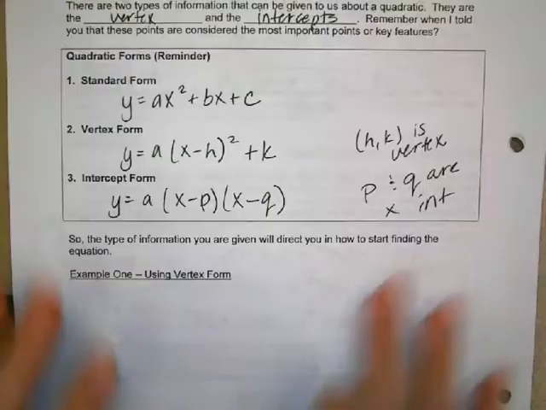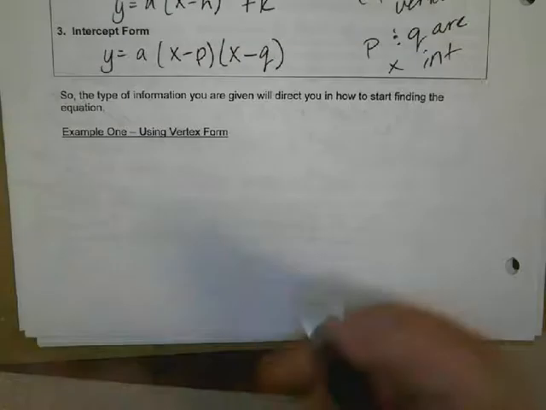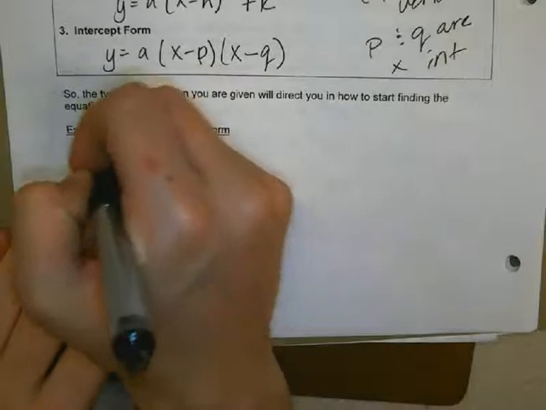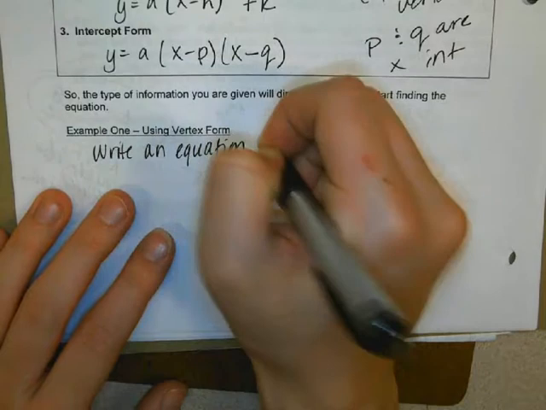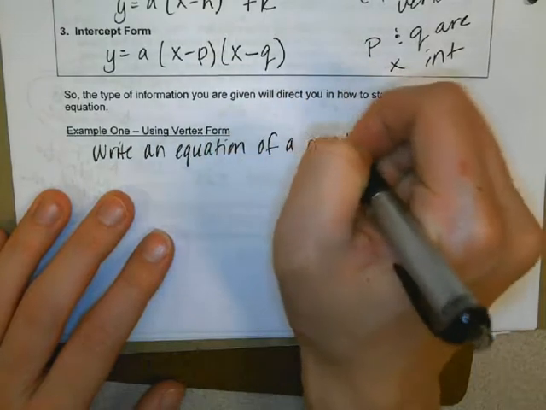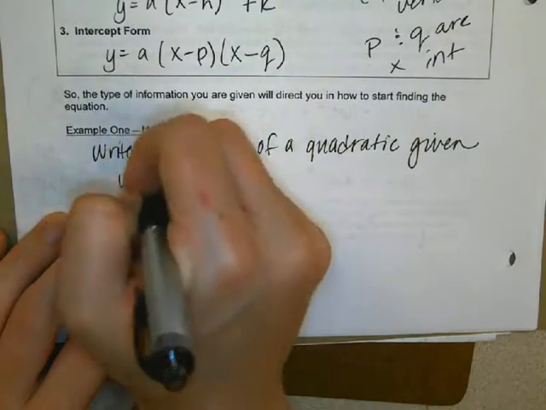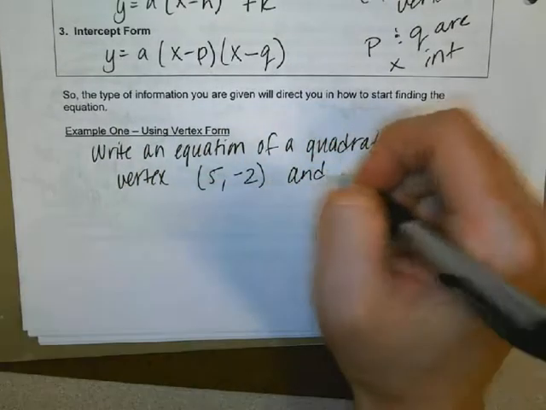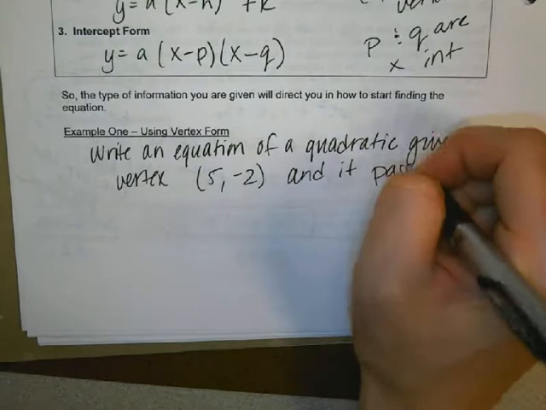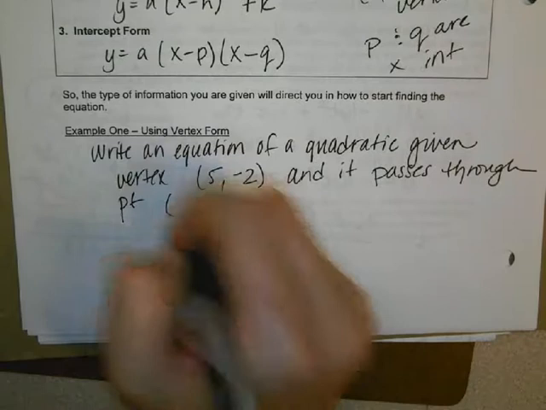For example, example 1, the information that I'm going to give you about the quadratic that we're going to write: we're going to write an equation of a quadratic given the vertex (5, -2), and it passes through the point (7, 3).